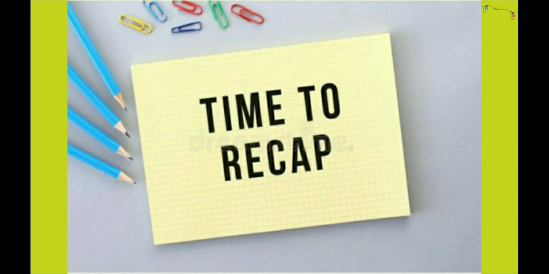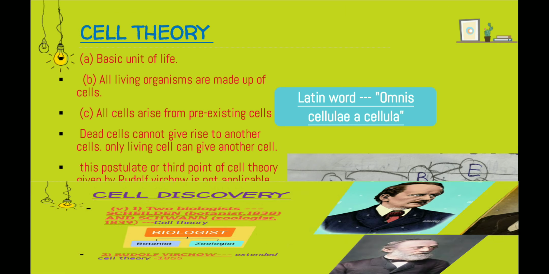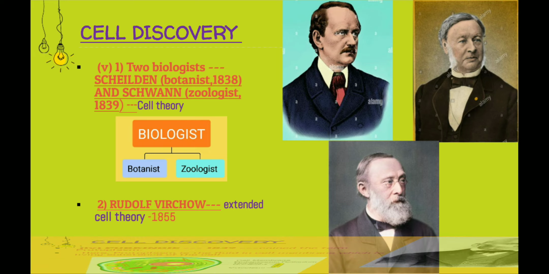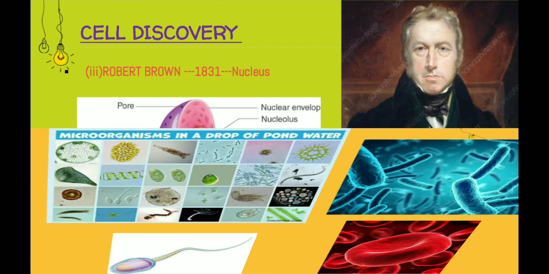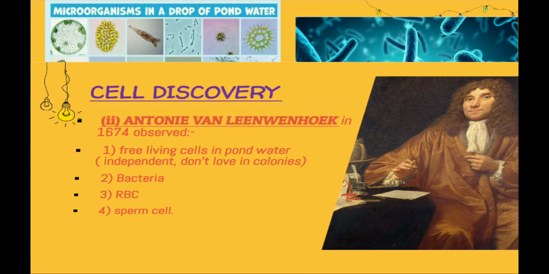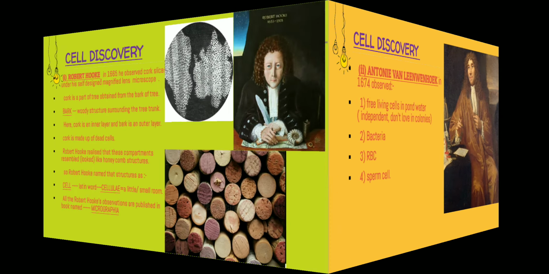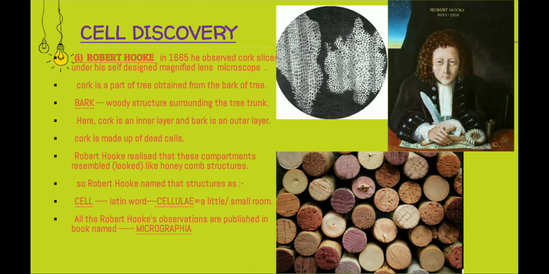These three points of cell theory are very important, and that's it for this session. So it's time to recap what we've learned in this session. We've learned about the discoveries, right? First we learned about Robert Hooke's discovery, and then about Antony van Leeuwenhoek's. Here are the pictures, you can also observe them.